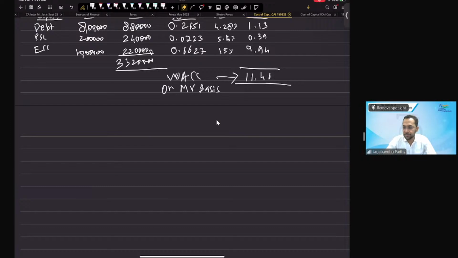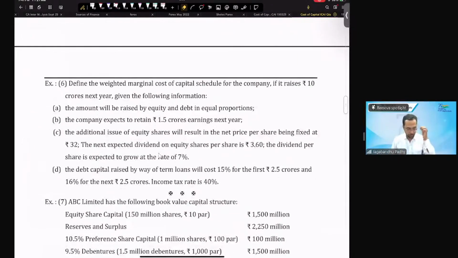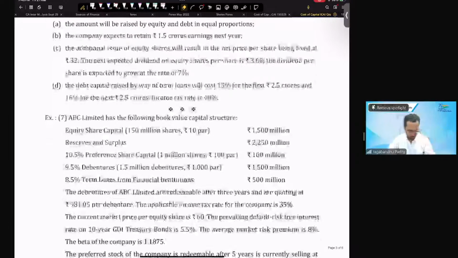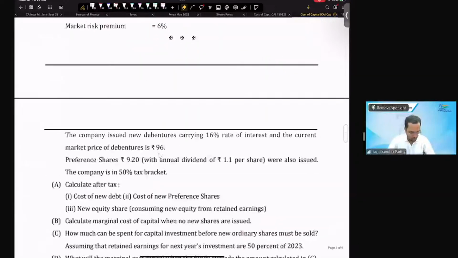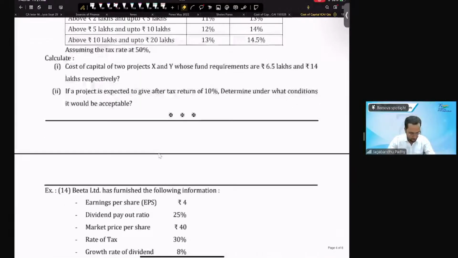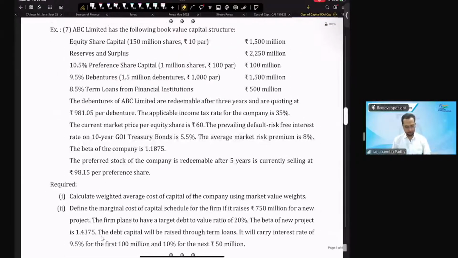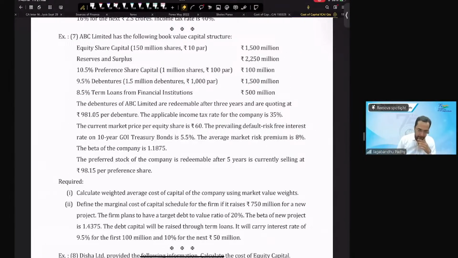Shall we continue, guys? Yeah. Okay. So let's go for the next question now, guys. Let's try out this question number 7. Question 7. I want you to calculate from this question 7.